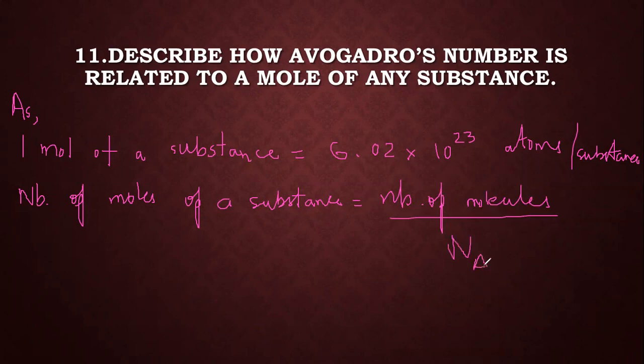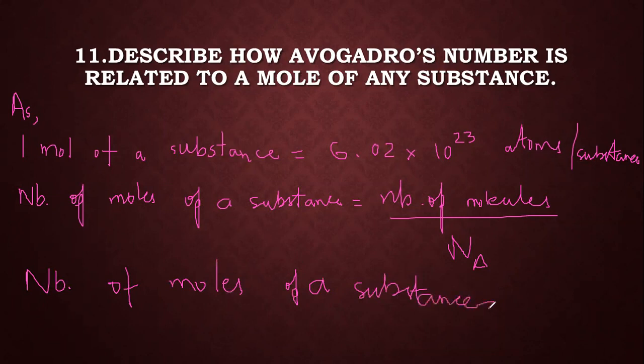So we have to find the relation. Number of moles of a substance equals the number of molecules divided by Na, the Avogadro number, which is 6.02 × 10^23. So this is the relation between the Avogadro number and the number of particles of a substance.